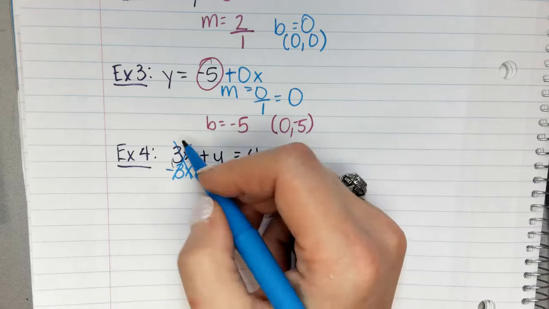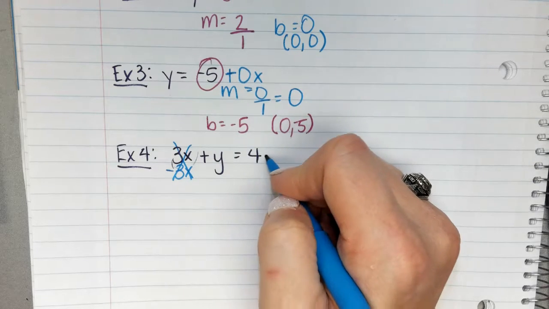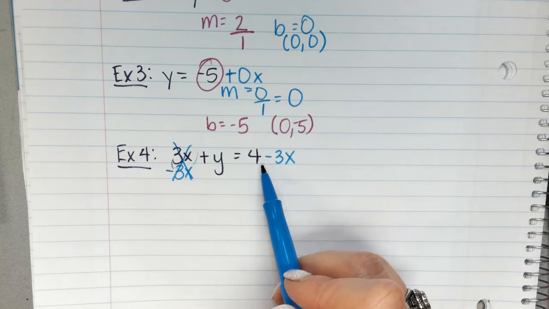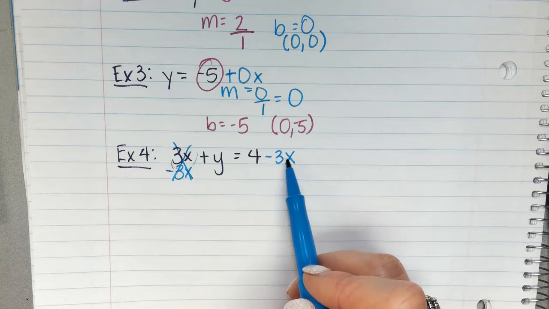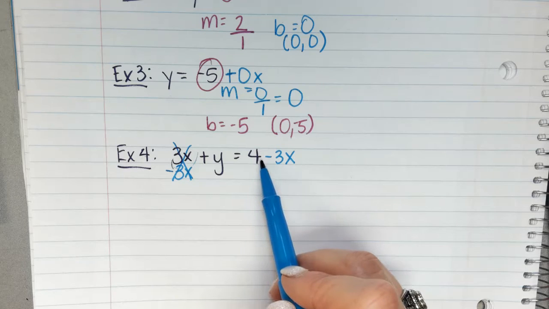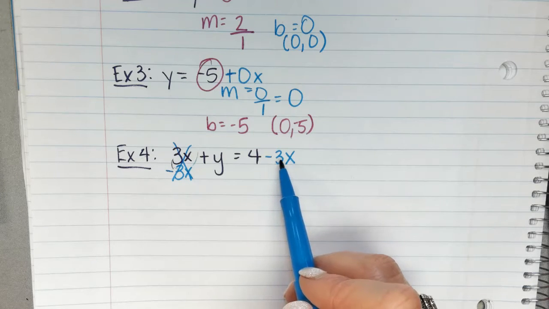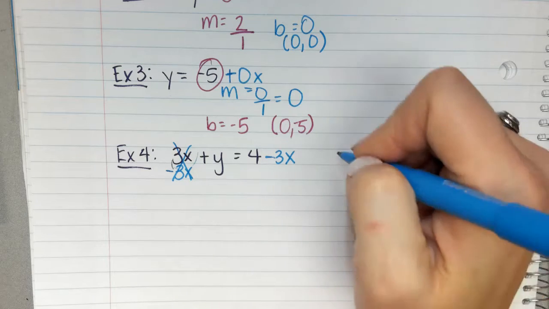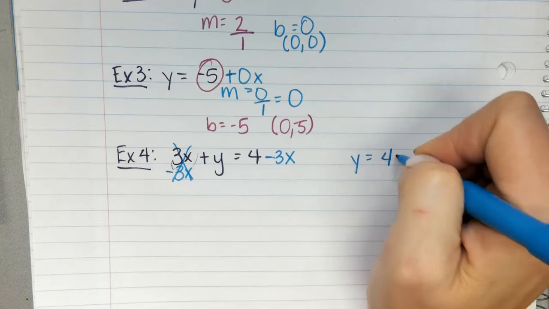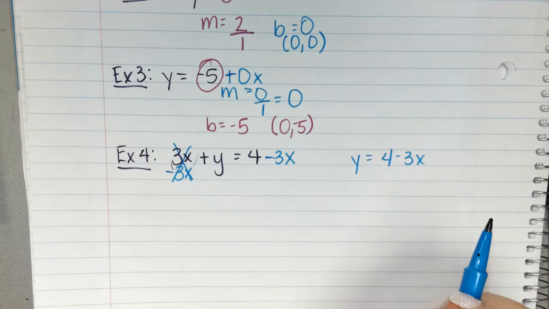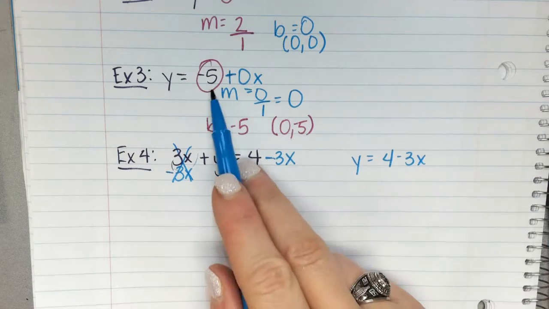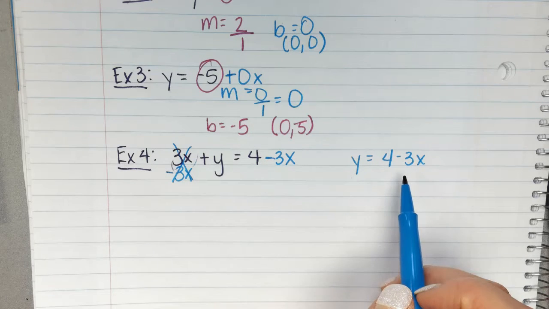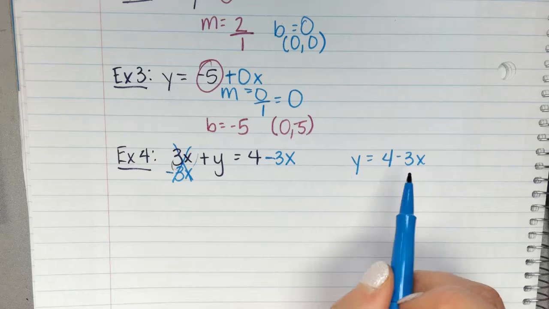That's going to zero this out. And now you have 4 minus 3x. You cannot subtract the 3x from the 4 because it is not 4x. It's just a 4. So we're going to go ahead and say 4 minus 3x. So now we have y equals 4 minus 3x. Well, that looks like this did. It may be a little out of order, but we can still figure out which parts are which.